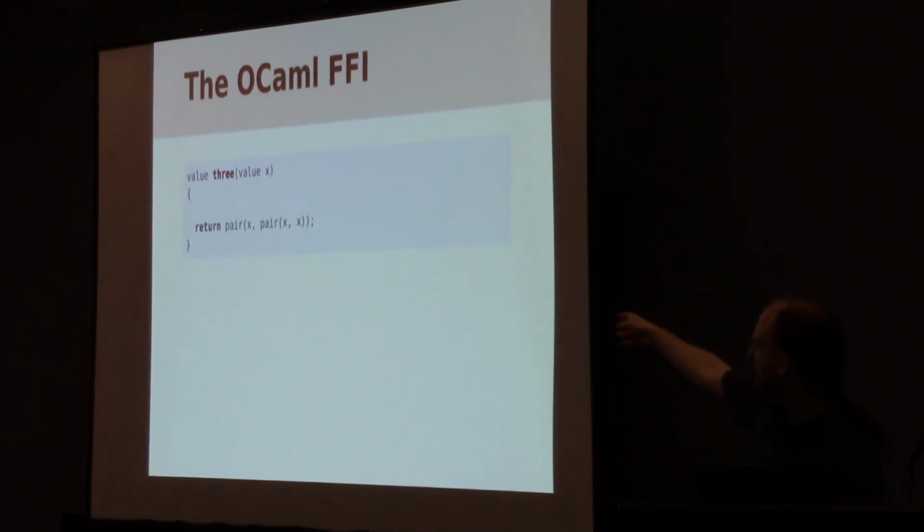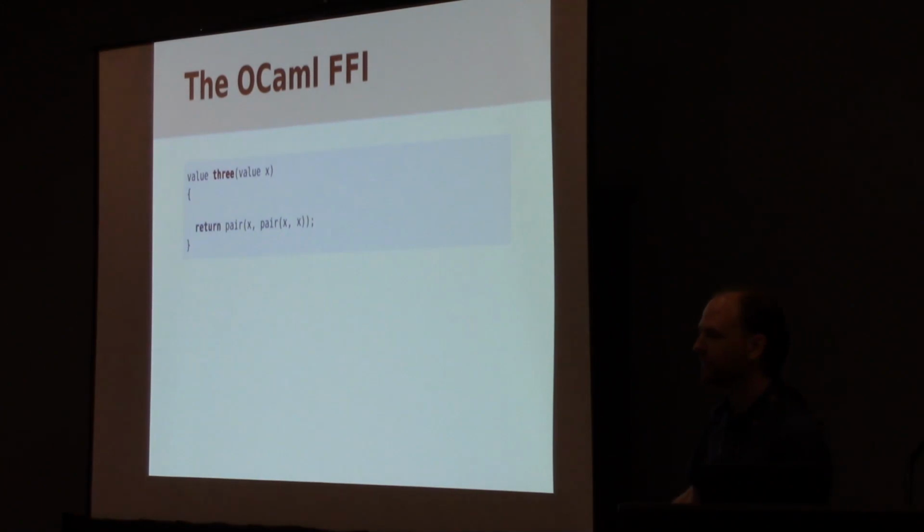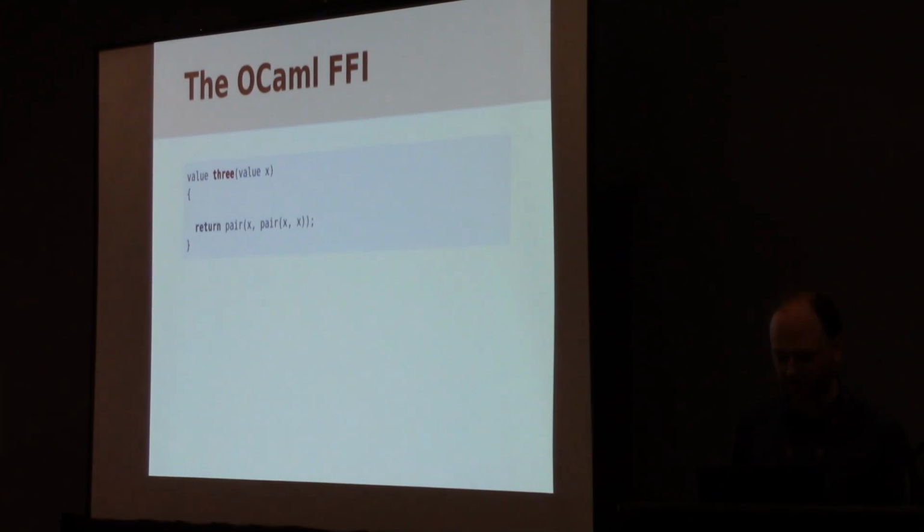So the issue is, during the call to pair, the value x is not being registered with the garbage collector. So if the first call to pair triggers a collection, then x could be overwritten or moved or corrupted in various ways, and this code will segfault or crash or leak personal data or whatever it is that C programs do when you look at them sideways.